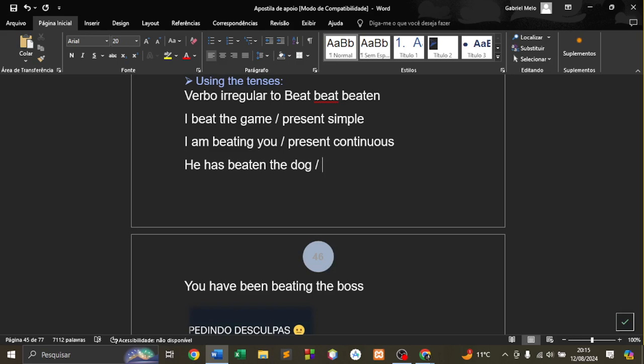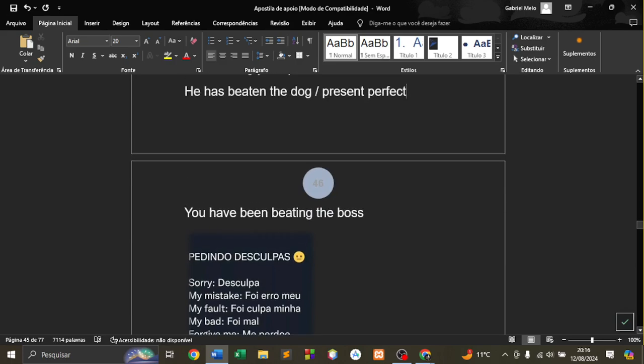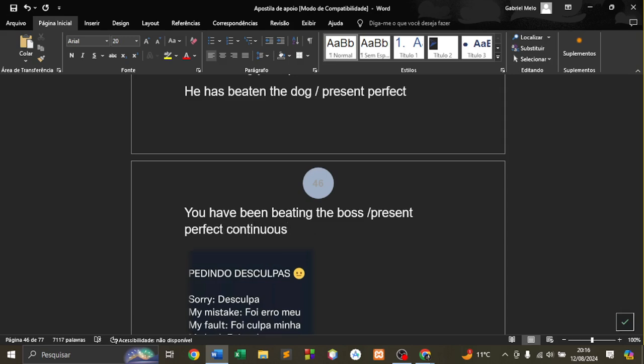How can I know it's perfect? Because the main verb is in the participle, beaten, you know, and the auxiliary verb is the verb to have. Okay. You have been beating the boss is present. I don't remember the name, but I know what it is. Present, can you repeat, please? It's perfect continuous, present. Present perfect continuous, exactly. Pay attention. You, then the auxiliary verb have, then the auxiliary verb to be in the participle, been, then the main verb in the gerund, in the continuous form. It's exactly the perfect continuous tense. Let's go.